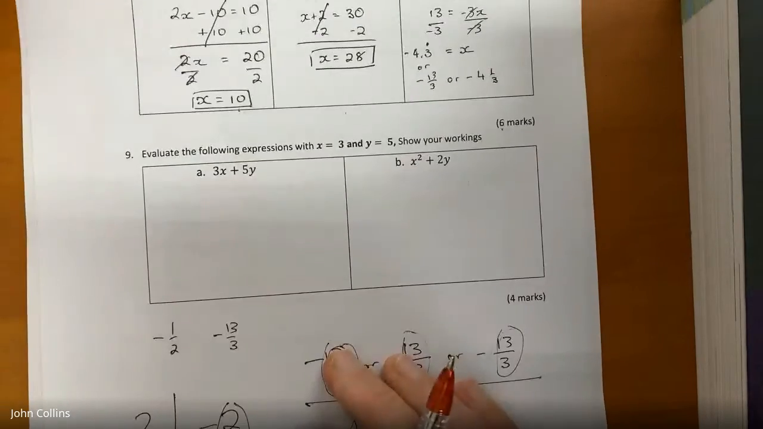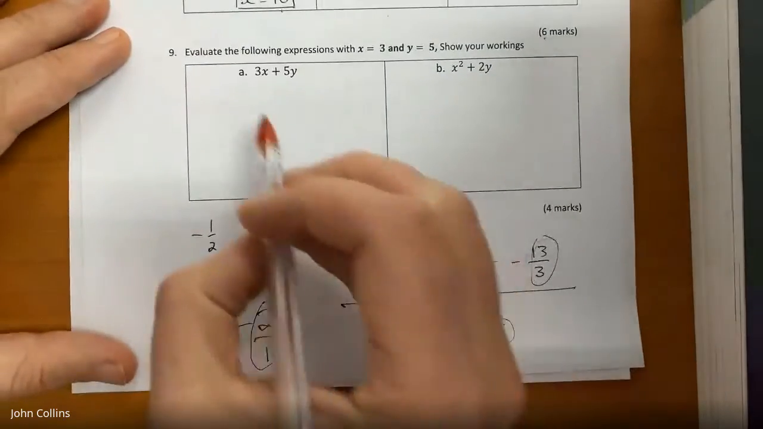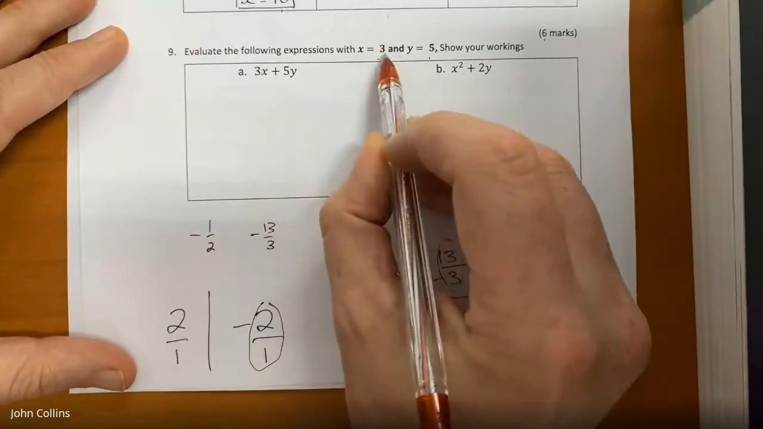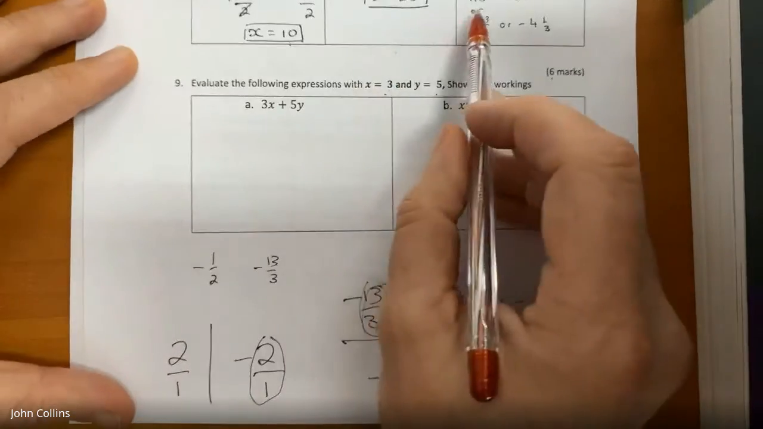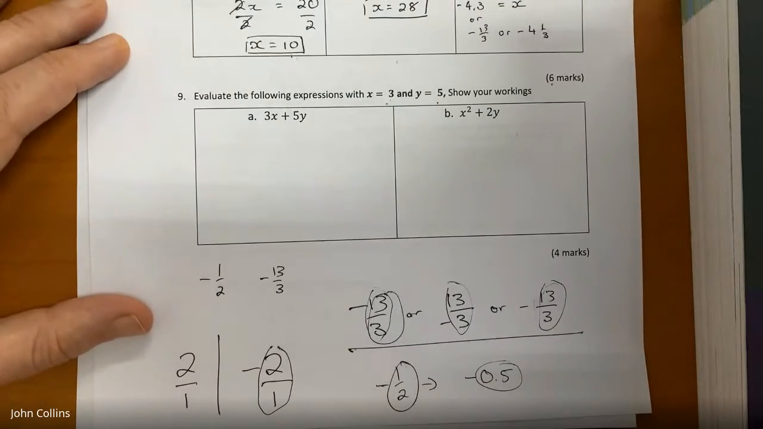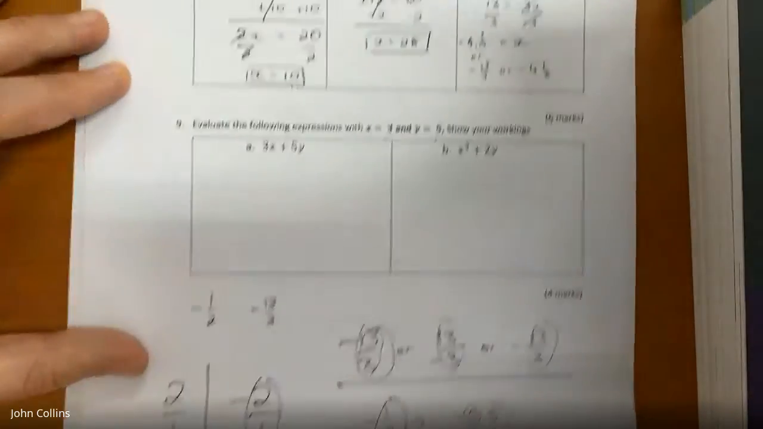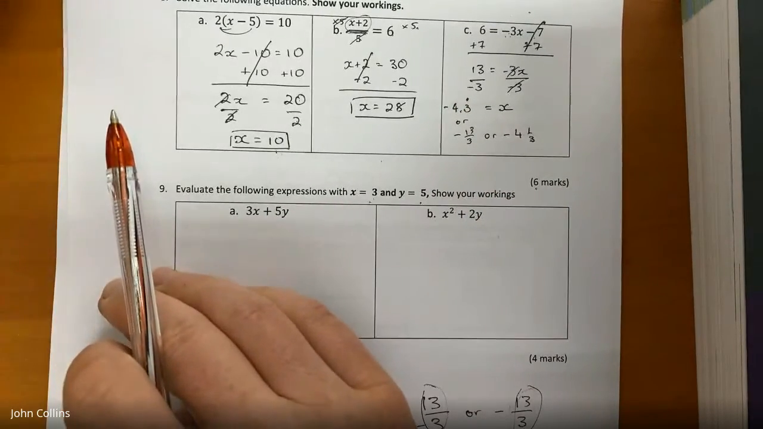All right, so moving along, question 9. Another substitution question. So x is 3 and y is 5 again. So yeah, negative 4.33 is correct as well. If you're saying a recurring decimal, do put the dot over it to suggest that it is going on forever, or say that you rounded it.